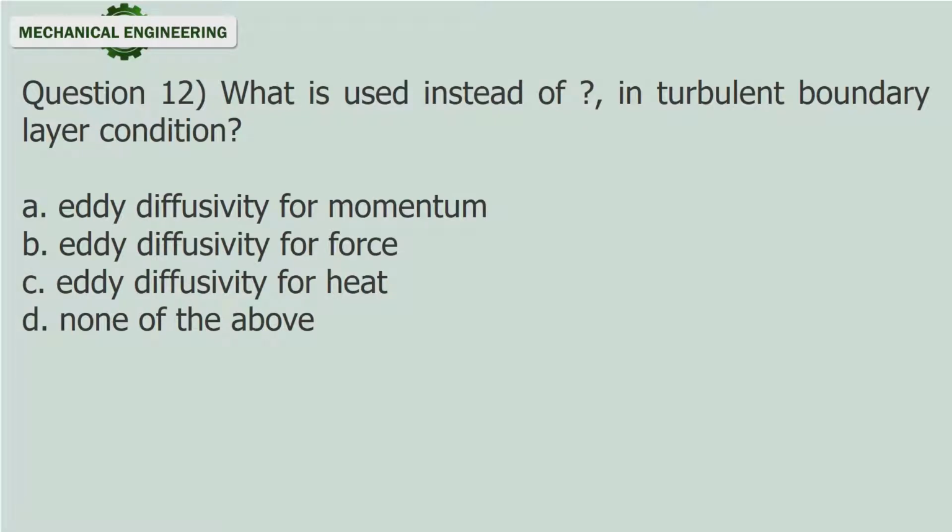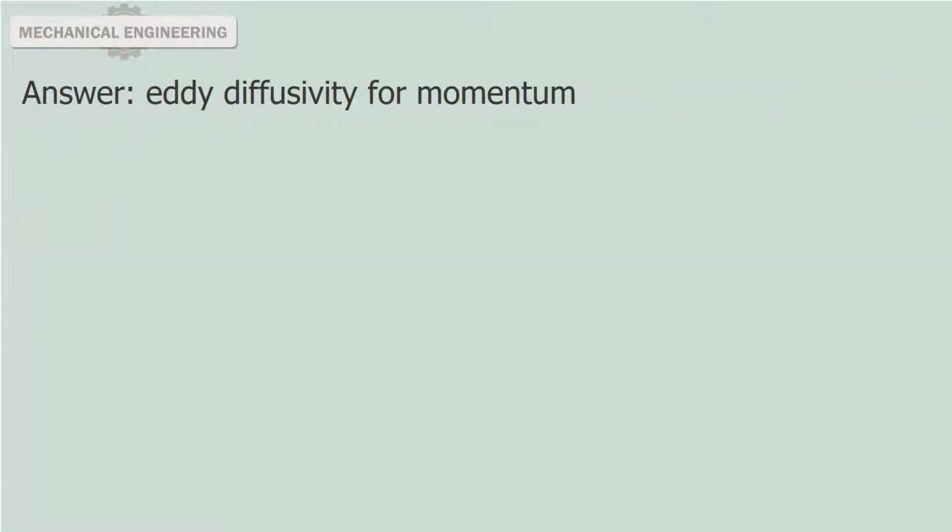Question 12. What is used instead of molecular diffusivity in turbulent boundary layer condition? A. Eddy diffusivity for momentum. B. Eddy diffusivity for force. C. Eddy diffusivity for heat. D. None of the above. Answer: eddy diffusivity for momentum.